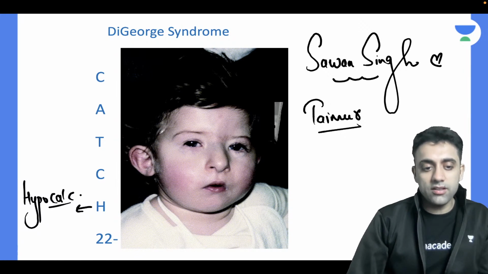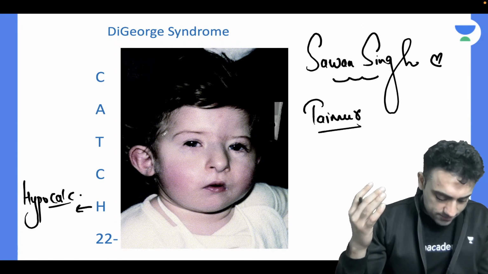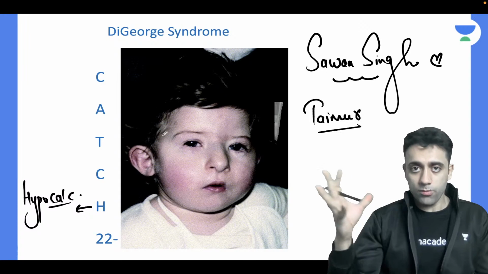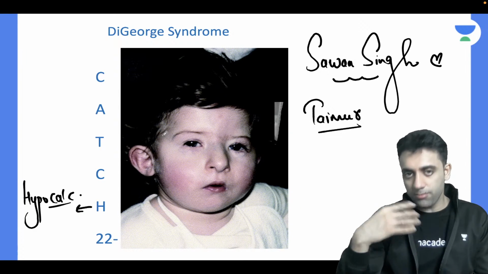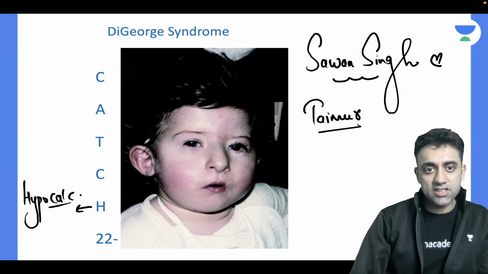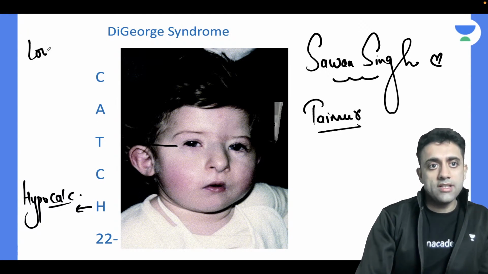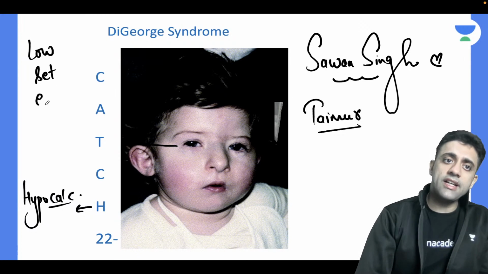Abnormal faces, or if I say coarse faces, means some basic problems on the face. For example, in this face, can we appreciate low set ears? Yes or no? Low set ears. What is low set ears?